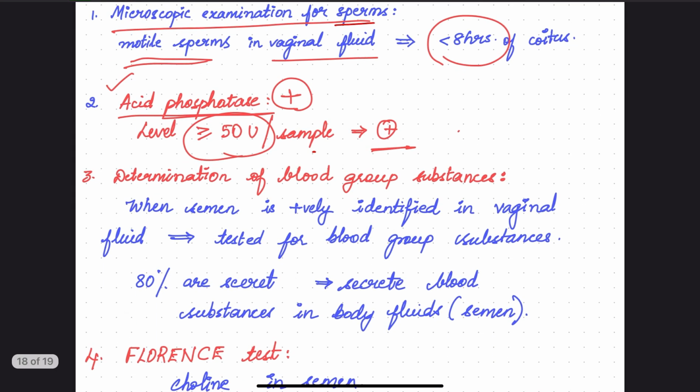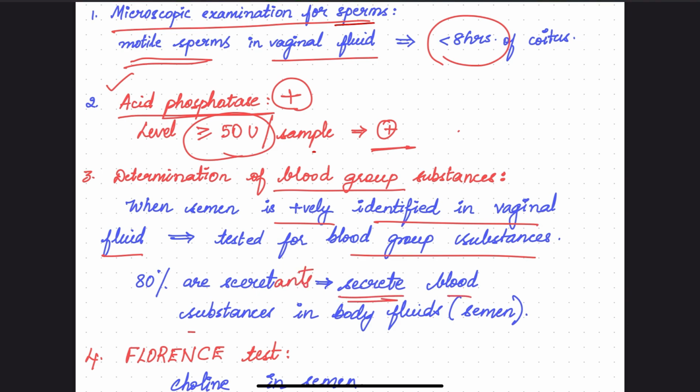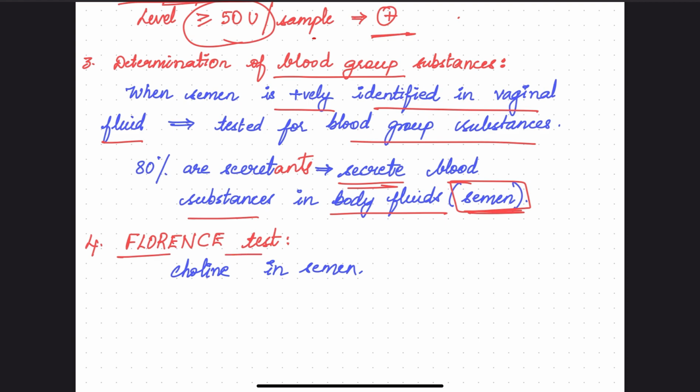And also, if semen is declared positive, you can determine the blood group substances. Because when semen is positively identified in vaginal fluid, it can be tested for blood group substances, because 80% of individuals are secretors. They secrete blood group substances in their body fluids like saliva, urine, sweat, including semen. If semen is present, you can check for the blood group also. And lastly, you can do a Florence test. This is a biochemical test. Choline is present in the semen, which can be detected by the Florence test.